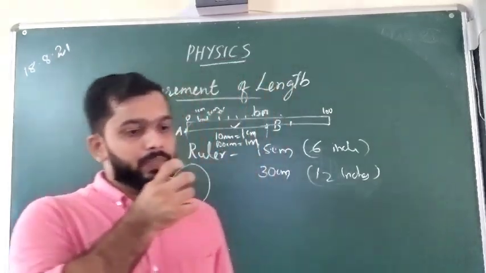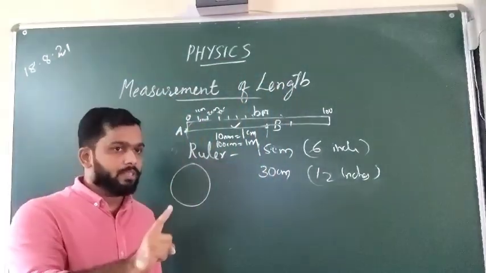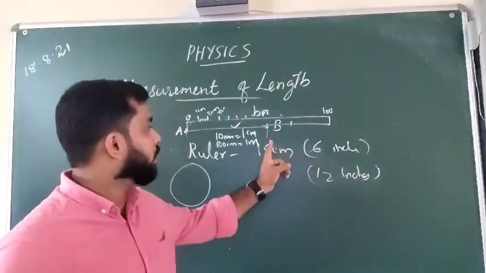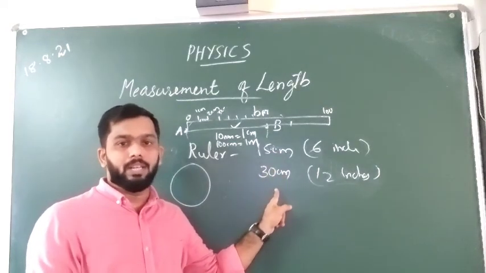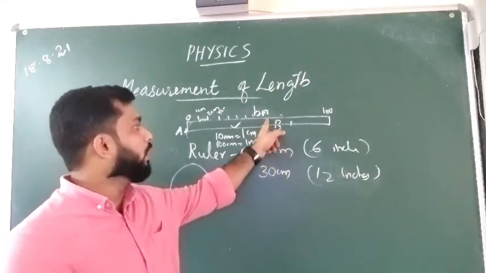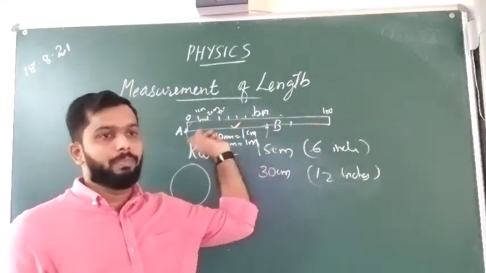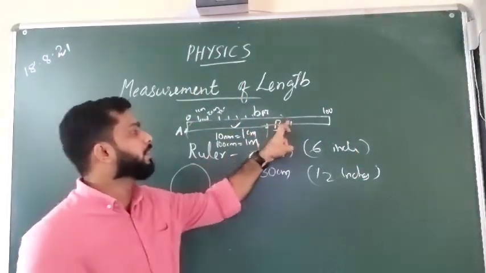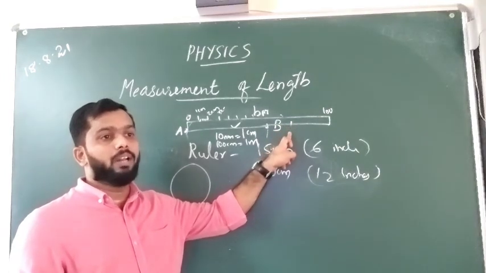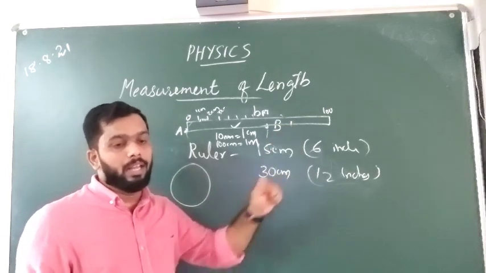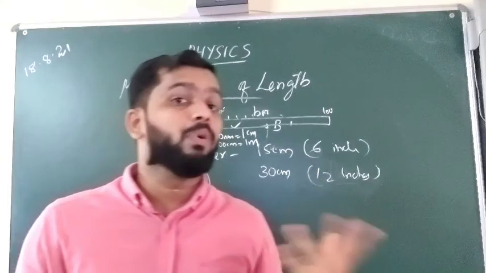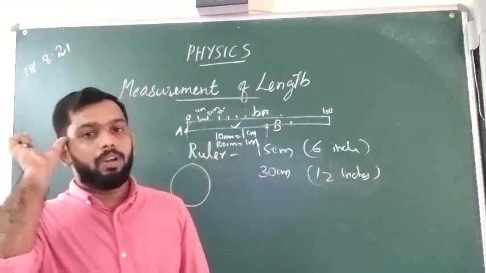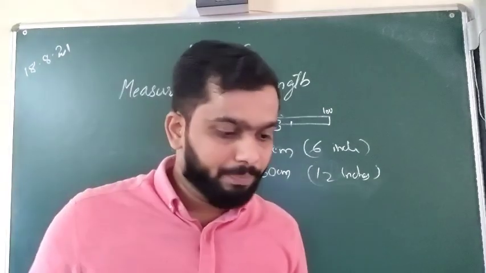So whatever we have discussed up to now are common devices. First one is a ruler. A ruler is normally 15 centimeter or 30 centimeter. Then we have the rod, that means a 100 centimeter or 1 meter wooden rod, which we normally have in the physics lab. Then we have seen we will use the meter tape in case of bigger distances.